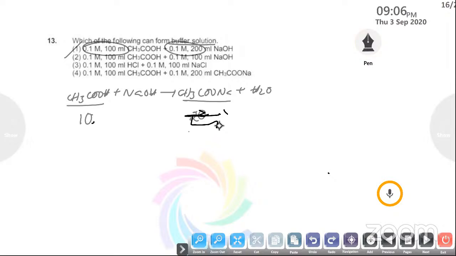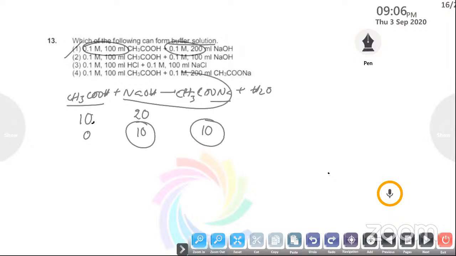20 millimoles of sodium hydroxide given. Now we'll be left with the number of millimoles of acetic acid 0, number of millimoles of sodium hydroxide left 10, number of millimoles of sodium acetate left will also be 10. So in case 1, we are left with sodium hydroxide 10 millimoles and sodium acetate is also 10 millimoles. So when you have 10 millimoles of each, sodium hydroxide and sodium acetate, the solution will be basic and it can't be called a buffer solution. It can't resist the change in pH as sodium hydroxide is there in the solution.